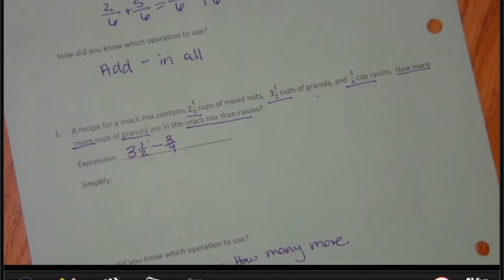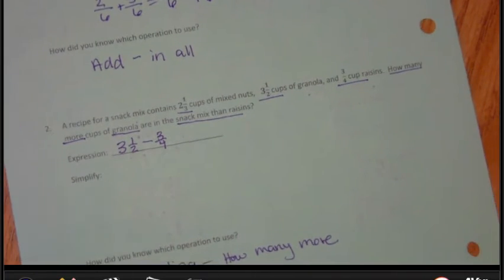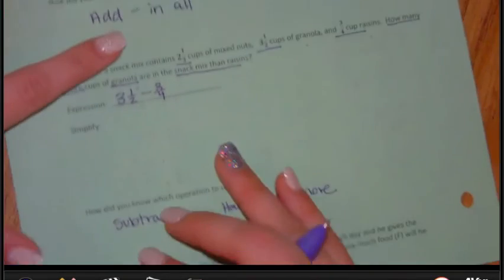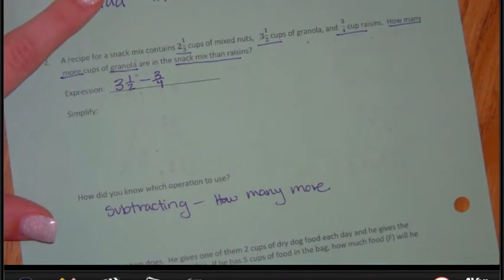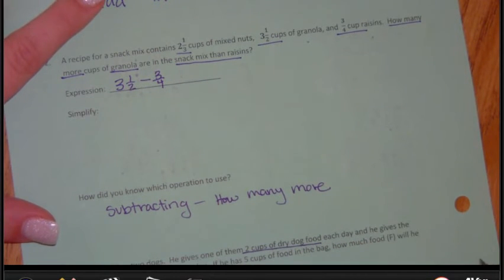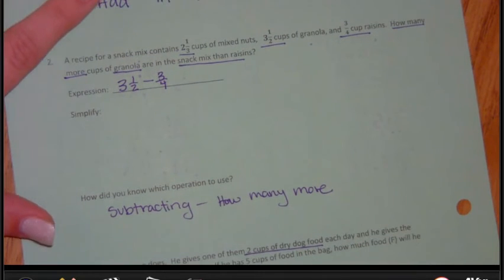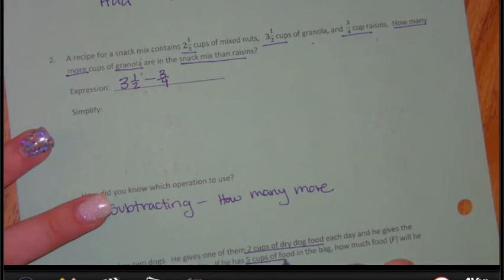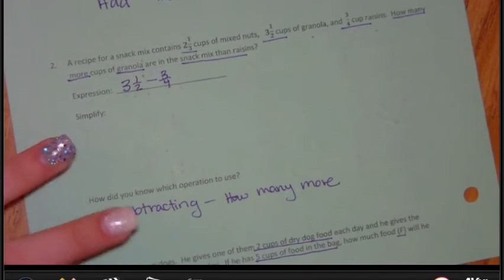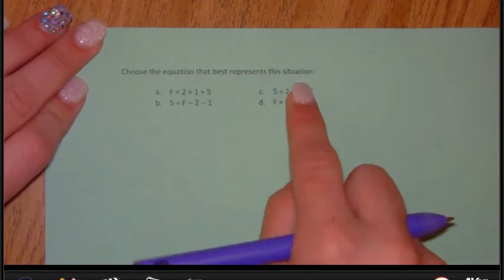All right. And then the last one, it's on the equation back here. But let's go ahead and read it. So Nathan has 2 dogs. He gives one of them 2 cups of dried dog food each day. And he gives the other one 1 cup of food each day. If he has 5 cups of food in the bag, how much food will he have left after he feeds them today?